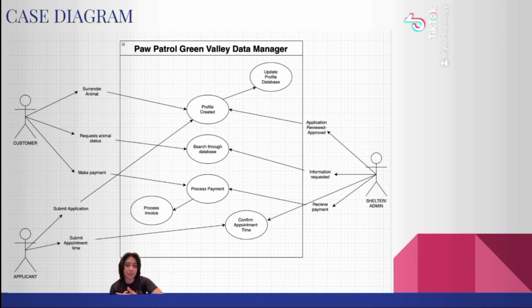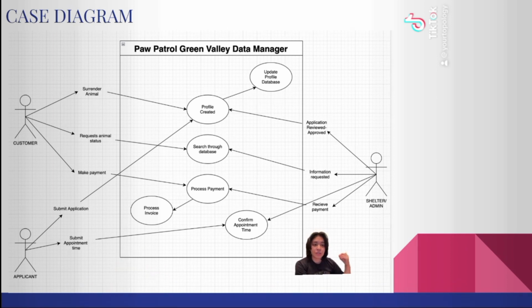In order for the applicant to begin the process, they must first submit an application. Once an application goes in, it is received by the shelter, who approves or denies it. If it is approved, a profile is created for the applicant, and then the profile database is updated again. As well as submitting an application, they will also submit an appointment/interview time, which the shelter receives and confirms.